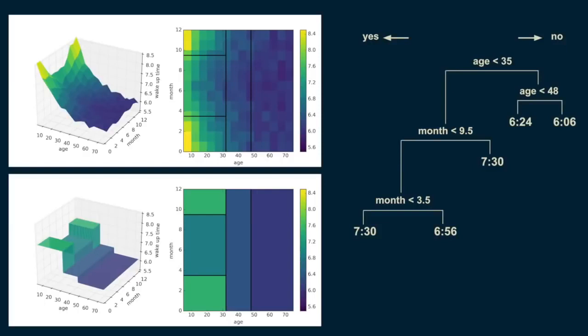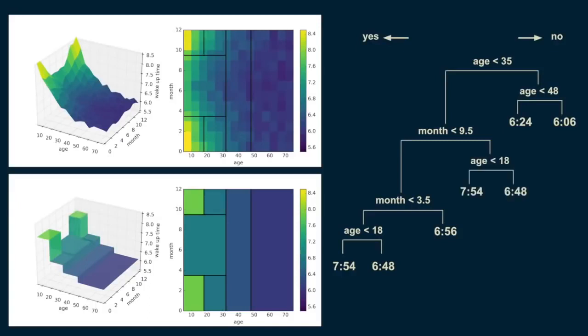We can also go back and subdivide our under 35 winter wake-up times on age 18. Someone under 18 in the winter will wake up at 7:54 as opposed to 6:48 for those over 18. You can start to see the emergence of the tall corner peaks. As we make each additional cut, the shape of our decision tree becomes a little bit closer to that of the original data. Also, you'll notice in the upper right-hand plot that the decision boundaries begin to slice the dataset into regions of approximately uniform color.